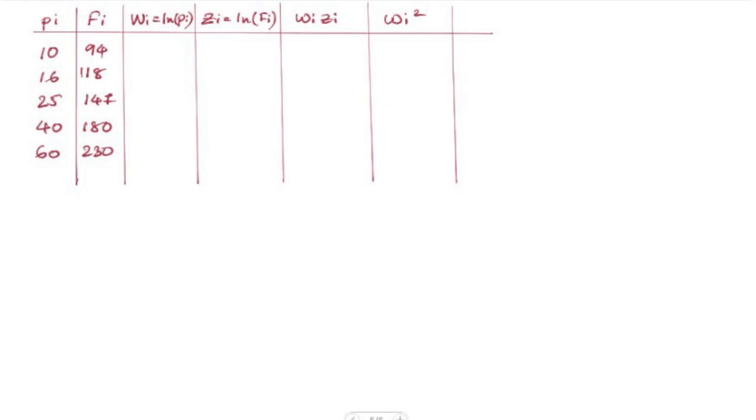And if you calculate the natural logarithm of log to the base 10 of p of i, which is 10 here, you'll get the values here as 2.3026, 2.7726, 3.2189, 3.6889 and 4.0943.